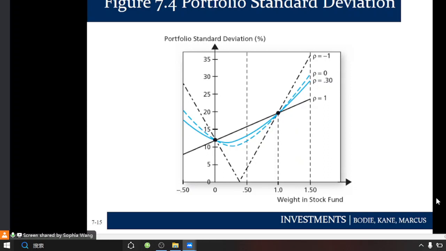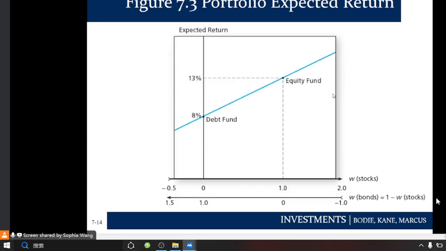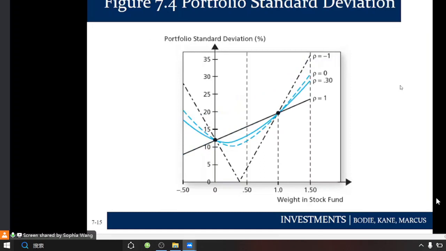It's about, okay, this is the first one. X-axis is the weight, Y-axis is the expected return. And second one, X-axis is weight, Y-axis is the standard deviation.